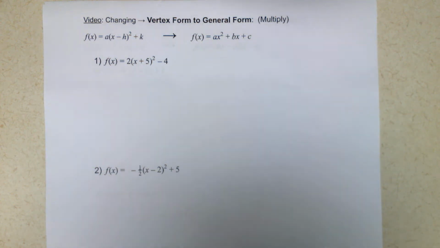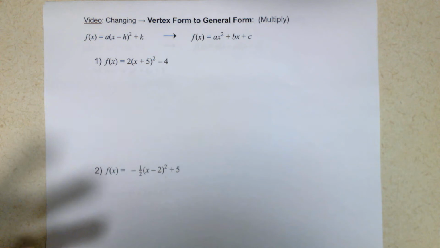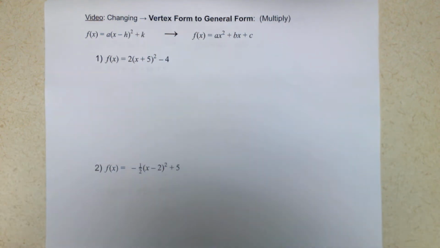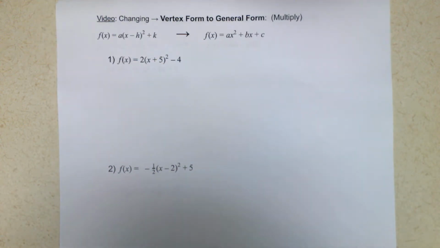Today we are going to be changing vertex form to general form. And here we are going to be multiplying and doing a little addition and subtraction. Now, if you haven't watched my intercept to general form video, you might want to do that because we're going to be doing some FOIL or double distributive property. So you might want to watch that first. But if you have and you're ready to go, let's do this.